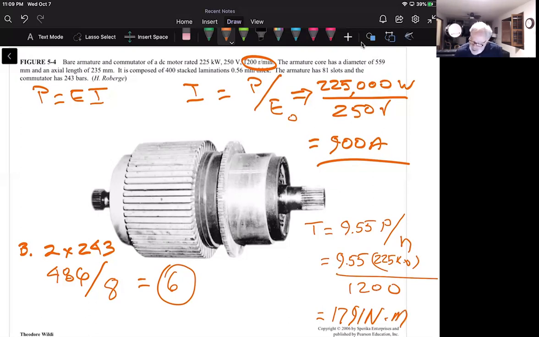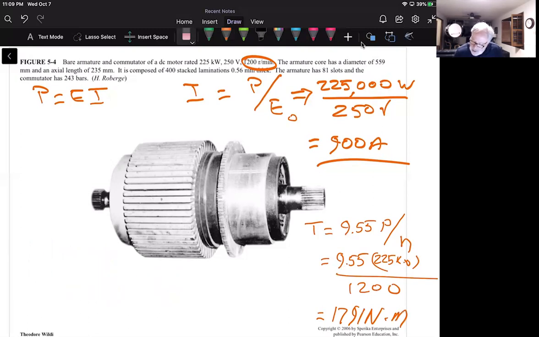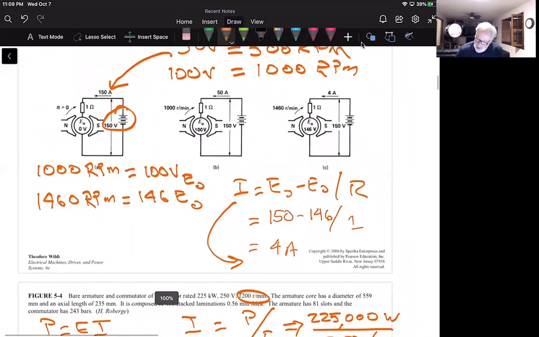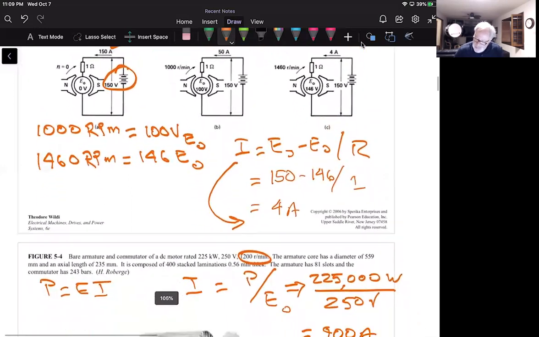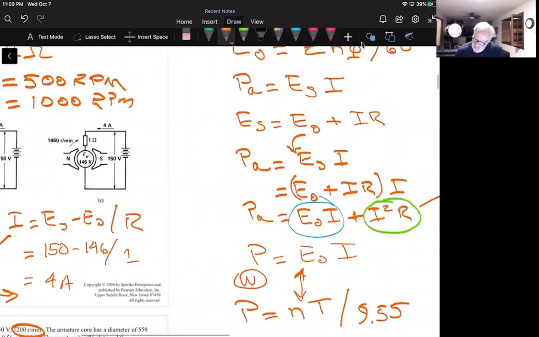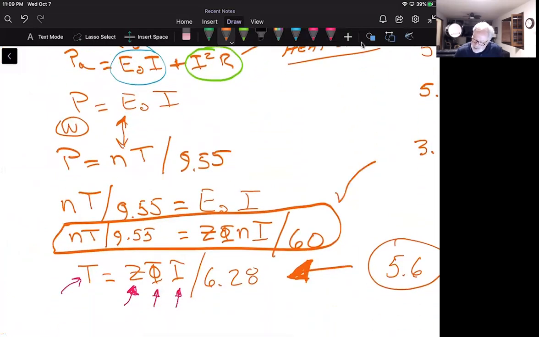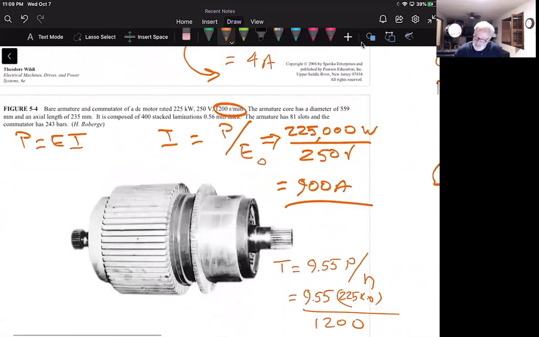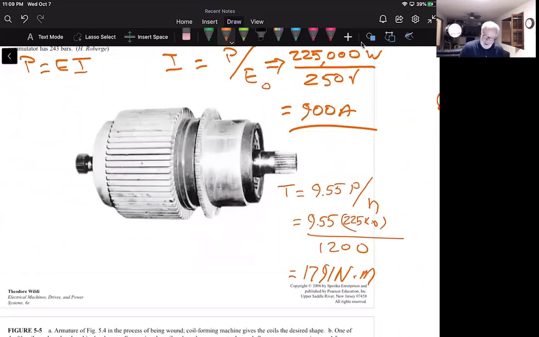And then the last thing he's asking us there, and let me get rid of something here so we can write on this. The last thing he says is, what is the flux per pole? Well, we finally have an equation for that. That's right here, okay? So now I can solve this equation for flux and come up with the answer there. We're getting this really nice library of equations that we can answer a lot of questions with.